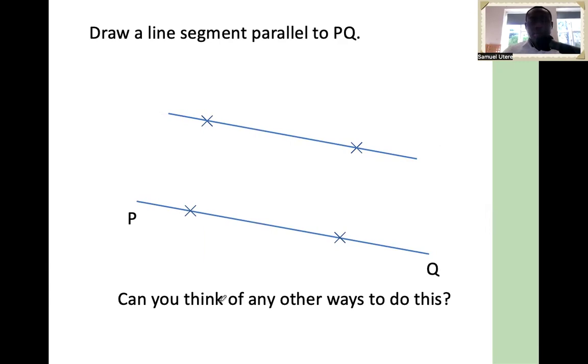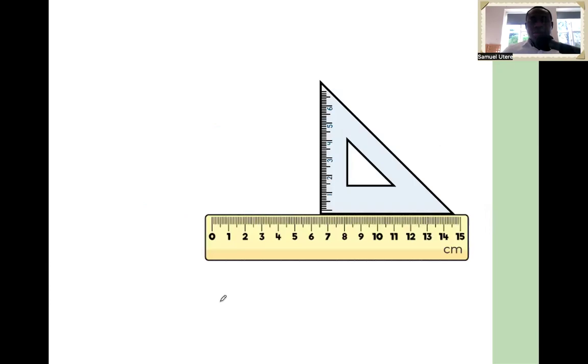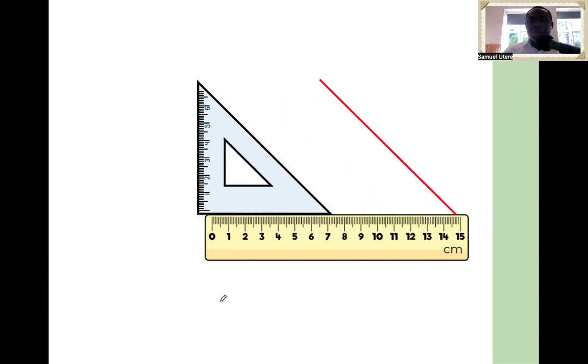Well, there is. We can use a set square to draw parallel line segments. If we want to draw a parallel line segment, we can place a ruler and then position a set square on top of the ruler. Then we can use the slanted side of the set square to draw one of the parallel lines. Then we can slide the set square along to any point we wish to draw the other parallel line, and then draw it. We have just produced, using a ruler and a set square, parallel lines.